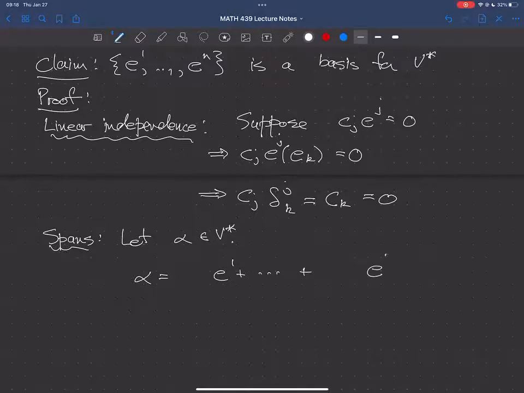Okay, so there's going to be some coefficients here, and I need to figure out what these coefficients should be, because that's what it means to show that something spans: you have to show that coefficients exist here.